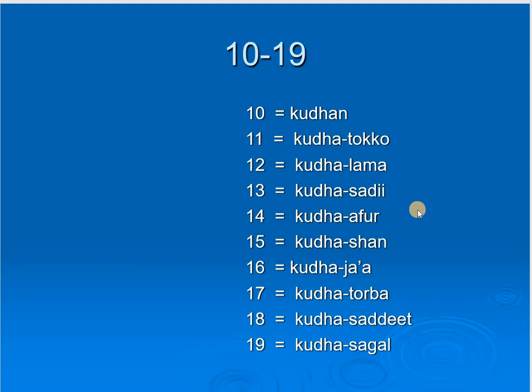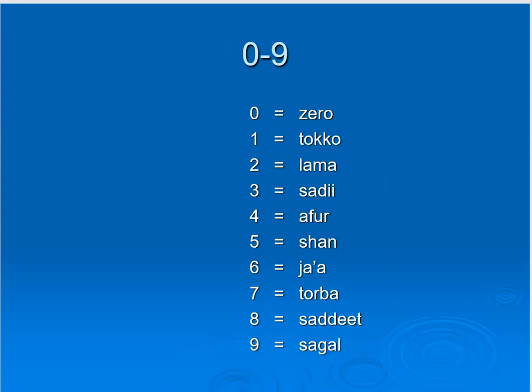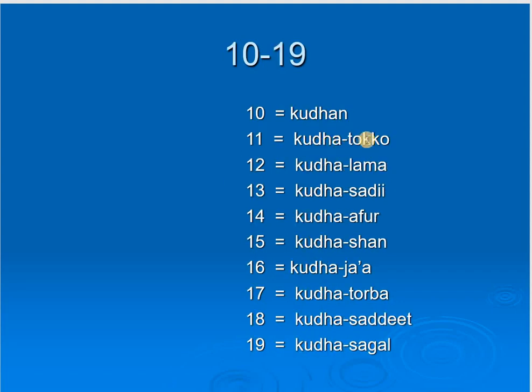We call it kudan. It may be hard to say. Kuda tokko. Now tokko comes back from the previous numbers. Kuda tokko, kuda lama, kuda sadi, kuda afur, kuda shan, kuda ja'a, kuda torba, kuda saddeet, kuda sagal. So what we did is add kuda to numbers from 1 to 9, and we call it kuda tokko, kuda lama, kuda sadi, and so on.